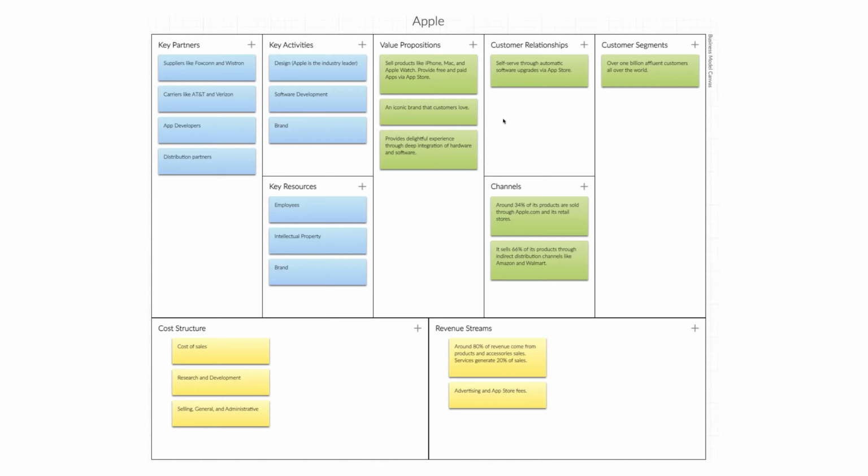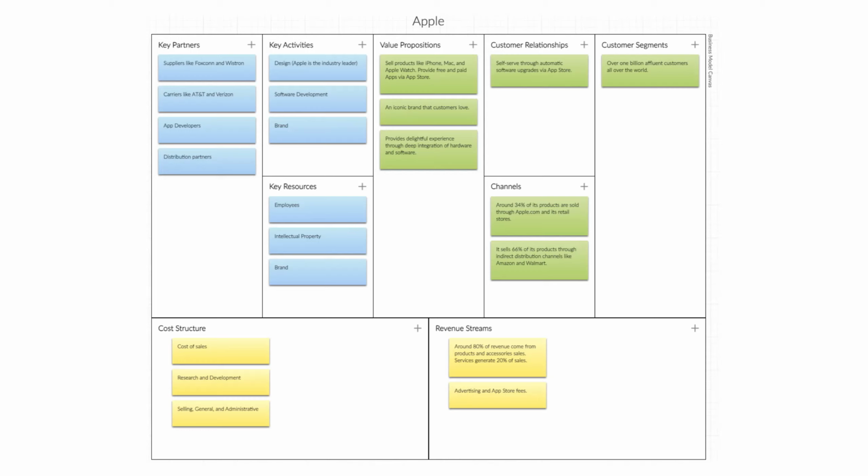Then let's jump to customer segments. Explain to me what this is. Oh, that's just who their customers are. And as we know, Apple is a global brand, and they have over 1 billion customers around the world.